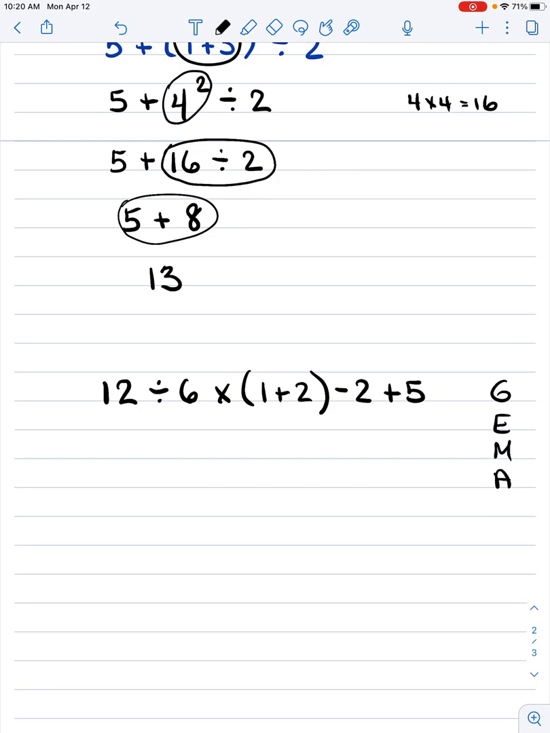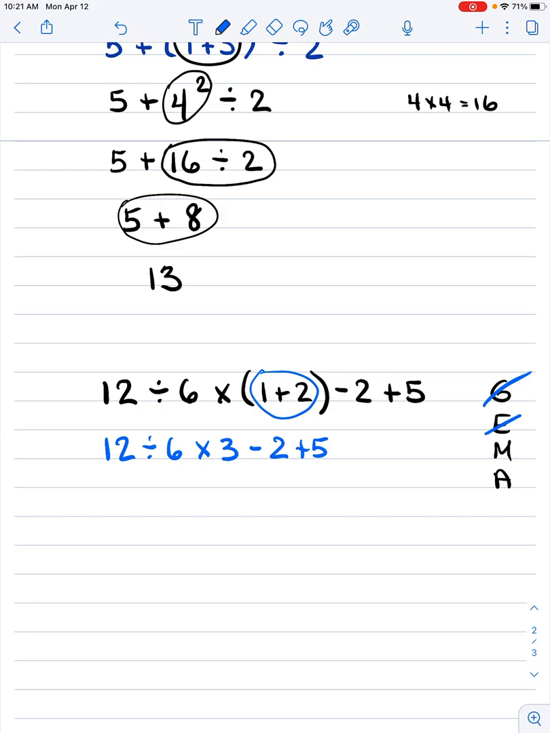Are there any groupings? Yes, there are. Rewrite everything else. 12 divided by 6 times 3 minus 2 plus 5. Okay, any more groupings? No. You can check it or you can cross it off. Exponents, any exponents? Go through the whole thing? No. Any multiplication or division?